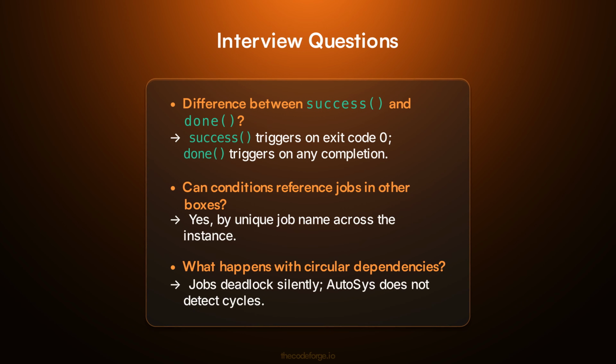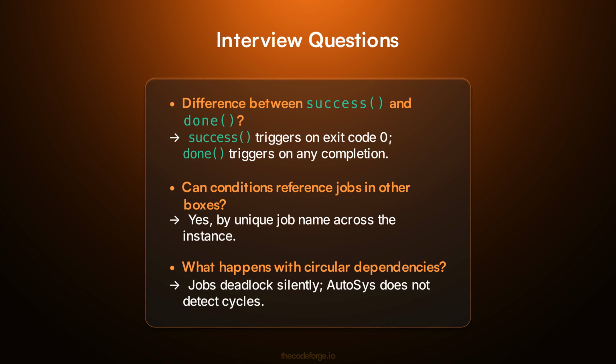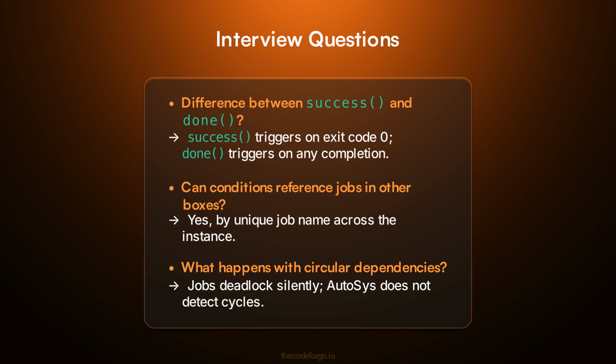Let's run through some common interview questions. Difference between success and done. Success triggers on exit code 0. Done triggers on any completion. Can conditions reference jobs in other boxes? Yes, by unique job name across the instance. What happens with circular dependencies? Jobs deadlock silently. AutoSys does not detect cycles.